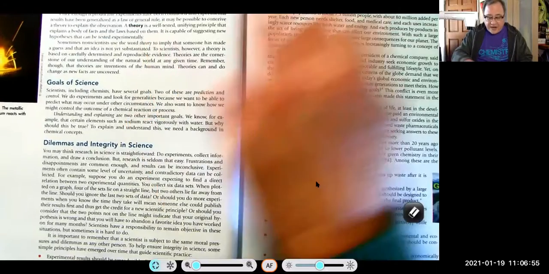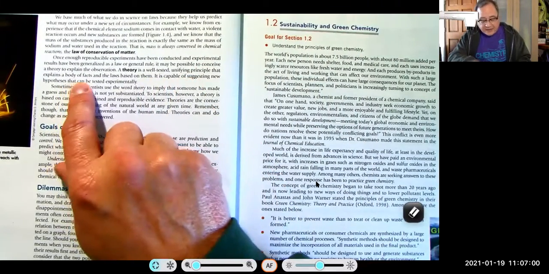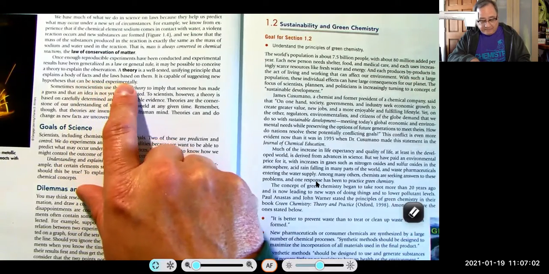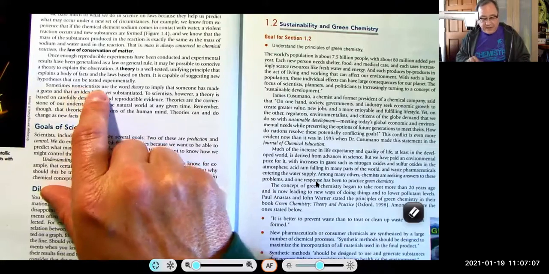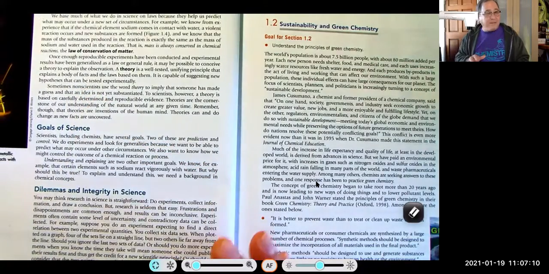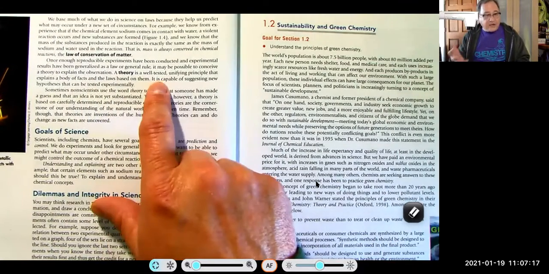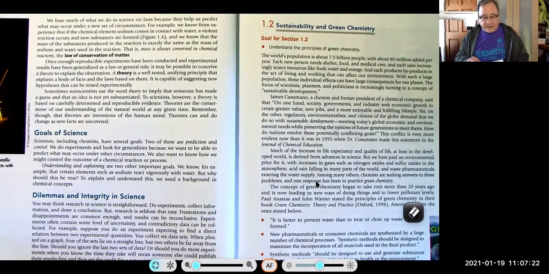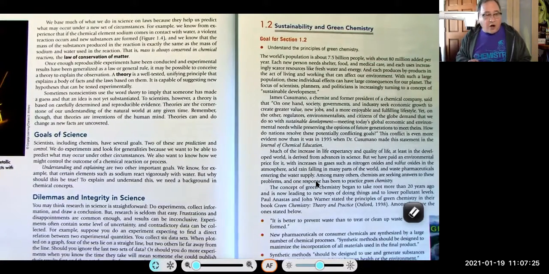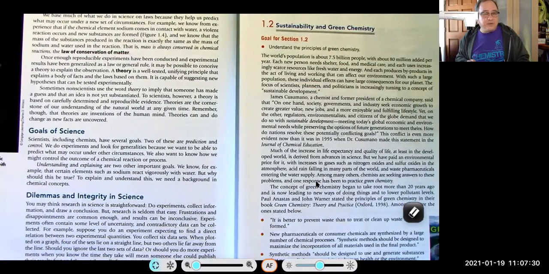On the next page, a well-tested unifying principle that explains a body of facts and the laws based on them, and is capable of suggesting new hypotheses to be tested experimentally. Now, based on what I know about climate change, to me, climate change is more of a theory because it does unify a lot of principles. It's been well studied, and you could argue that it hasn't been proven, but theories aren't necessarily proven.